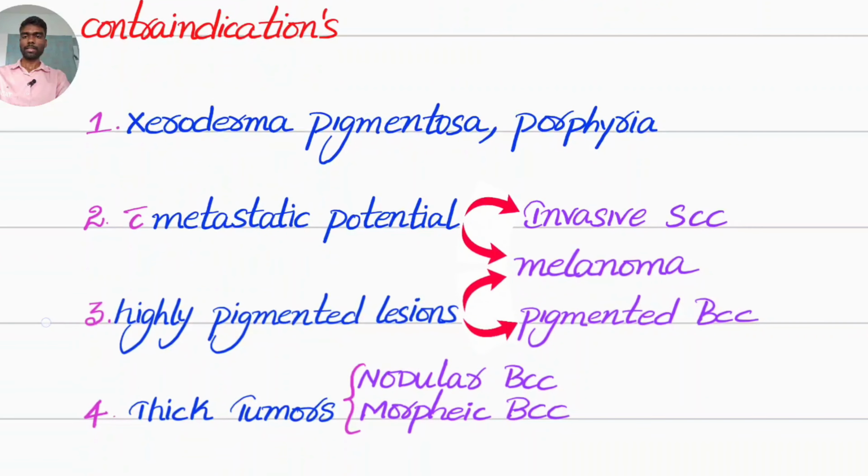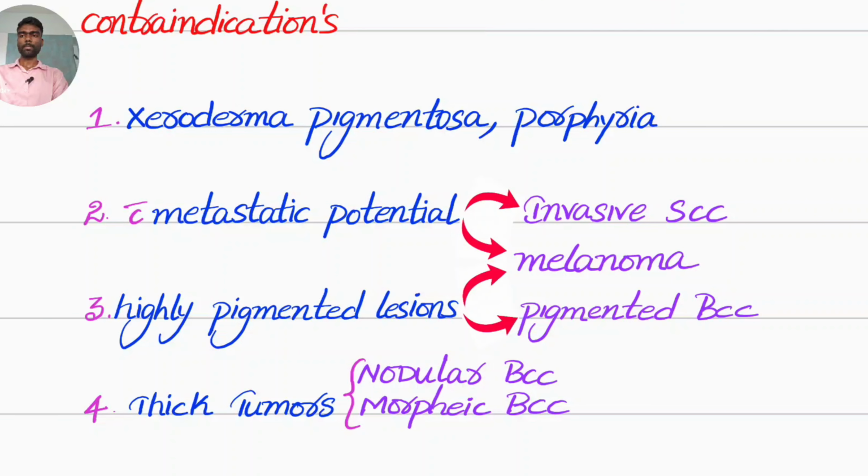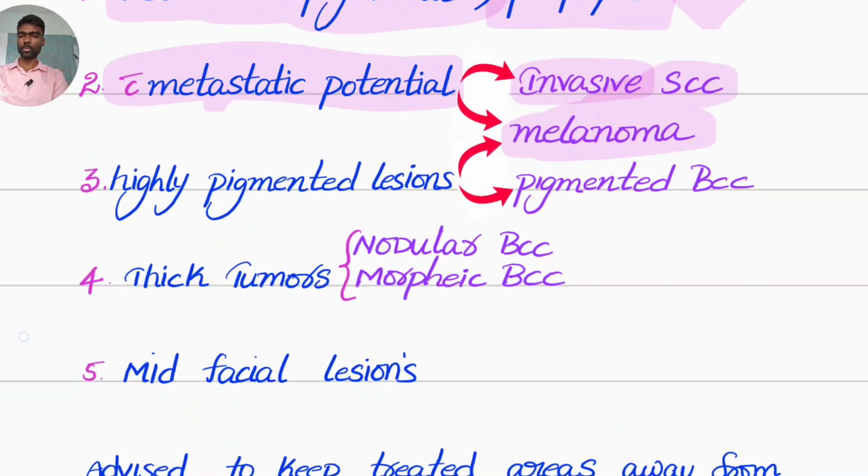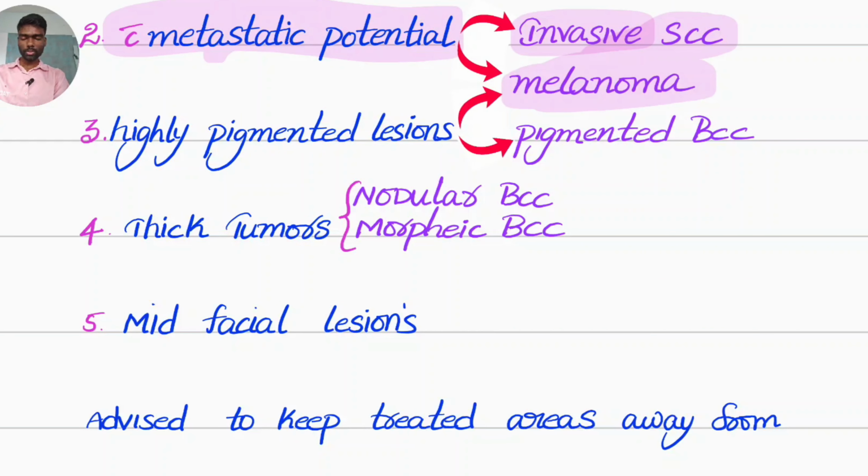Coming to contraindications. Xeroderma pigmentosum. It is already a photosensitive disease. If you apply light, it will aggravate, so it is contraindicated. Common sense. Next, porphyrias. We are already using porphyrins as a photosensitizer, so it is an absolute contraindication. And diseases with metastatic potential like invasive squamous cell carcinoma, melanoma. Invasive. If it is invasive and metastasizing, what can we do? We can treat only superficially located lesions.